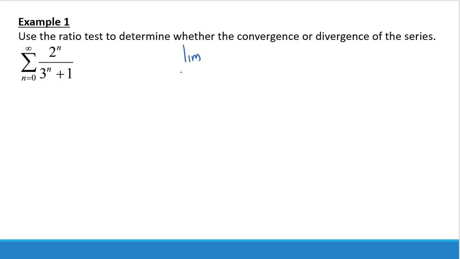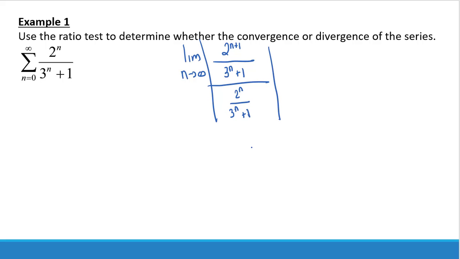So, the limit as n goes to infinity of the n plus 1th term. That's 2 to the n plus 1 over 3 to the n plus 1, all divided by the nth term, which is 2 to the n over 3 to the n plus 1. And that's all in absolute value bars. What I'm going to be doing from now on is jumping to this step here.